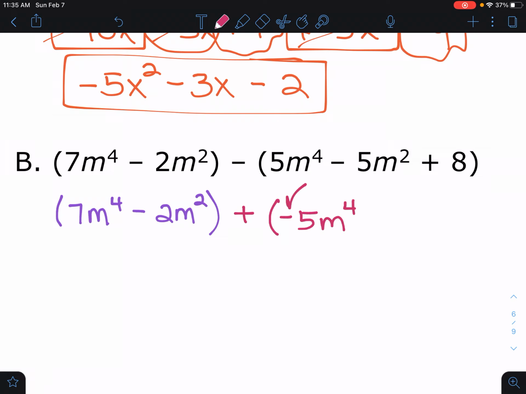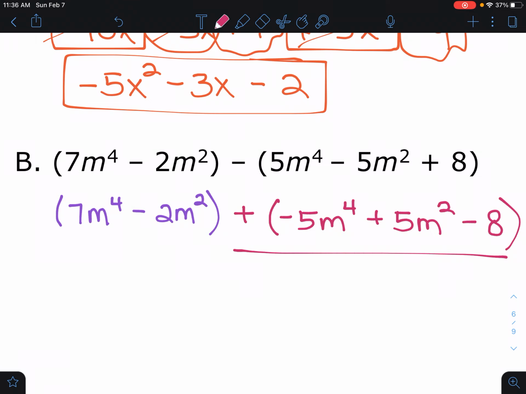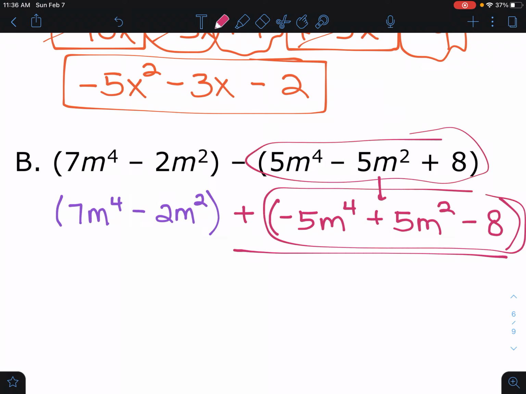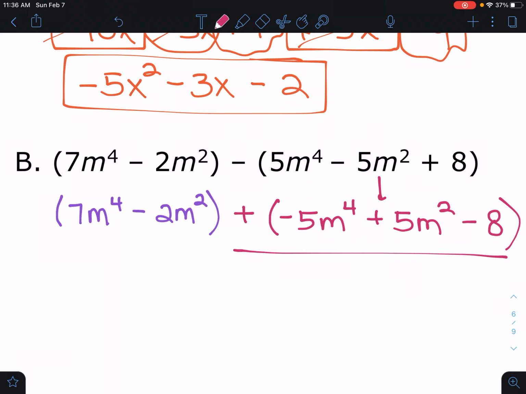It's easy to forget this. Don't. Otherwise, your answer will be wrong. So don't forget that. This will become positive 5m squared, and this will become negative 8. Remember, this is called adding the opposite. Okay, so this right here is the opposite. This whole thing right here is the opposite of this. Okay, so that's another way to subtract, is to add the opposite. Okay, drop our parentheses.